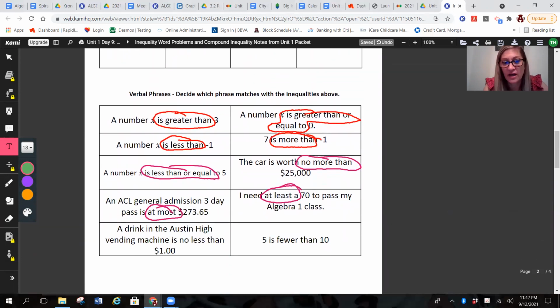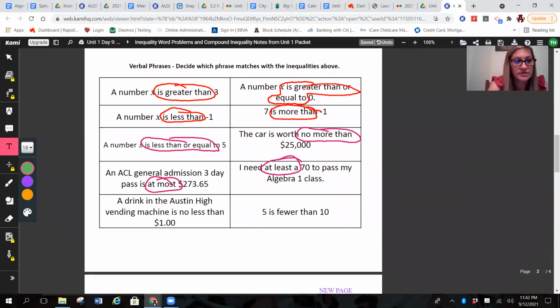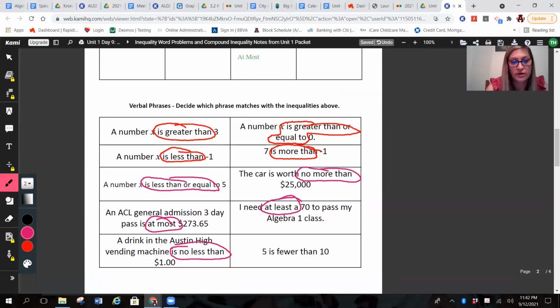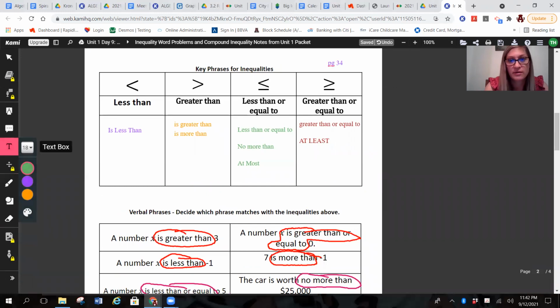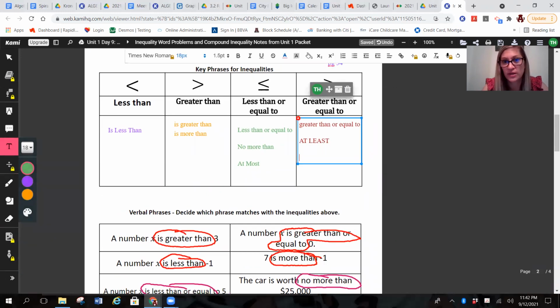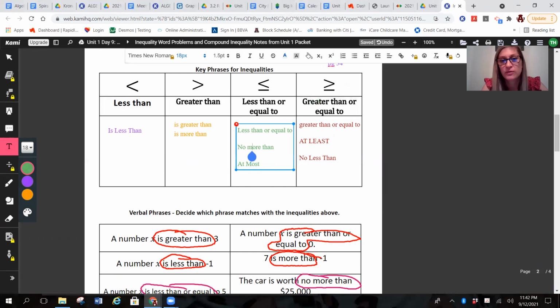A drink in the Austin High vending machine is no less than $1. So no less than $1 means it isn't cheaper than $1. It's more than $1 or it's equal to $1. So no less than would also mean greater than or equal to. So those are the two tricky ones. No more than really means less than or equal to, and no less than really means greater than or equal to.